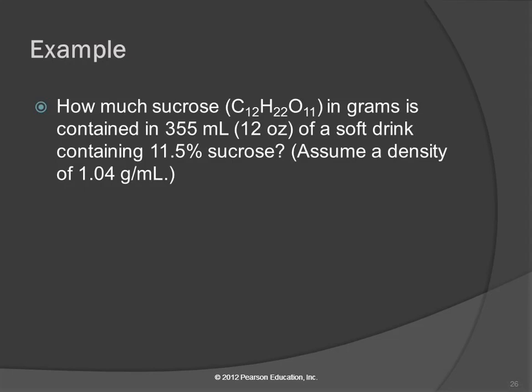So how much sucrose in grams is contained in 355 milliliters, which is 12 ounces, of a soft drink containing 11.5% sucrose? Assume a density of 1.04 grams per milliliter. So this is one of those problems where it's just not really obvious what we're supposed to be doing here. So we've got 355 milliliters. That's the whole soft drink, right? That's milliliters, that's the solution.